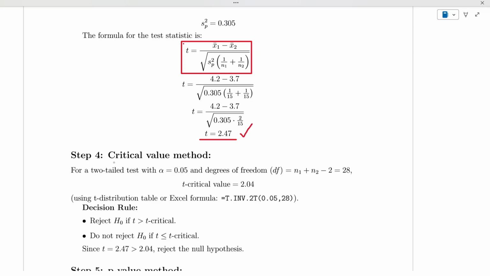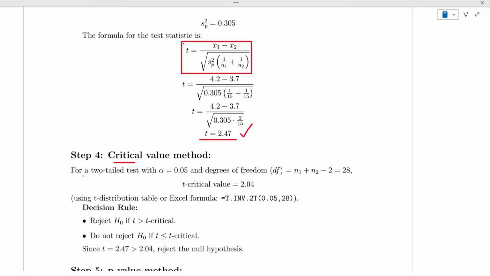After calculating the test statistic, we draw a conclusion. The conclusion can be drawn using two methods. One is the critical value method, and the second is the p-value method. In this video, we will discuss both methods. However, any one of the methods is sufficient for drawing the conclusion.